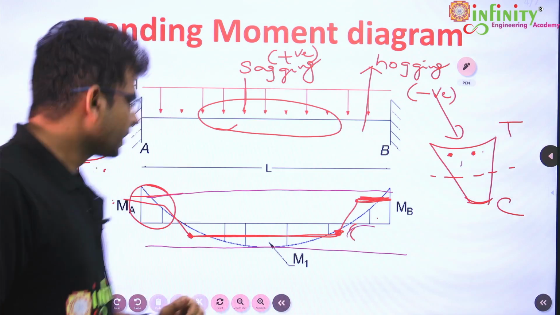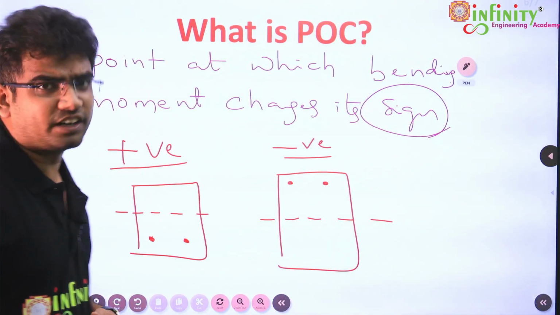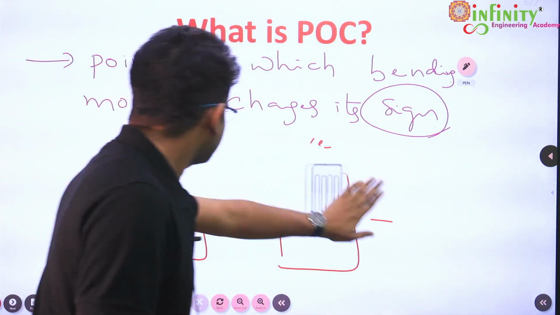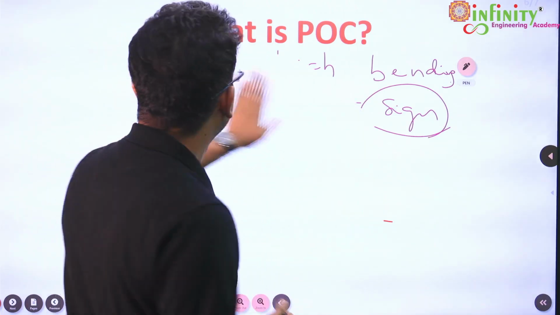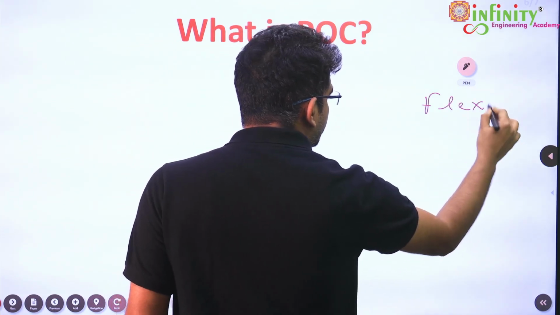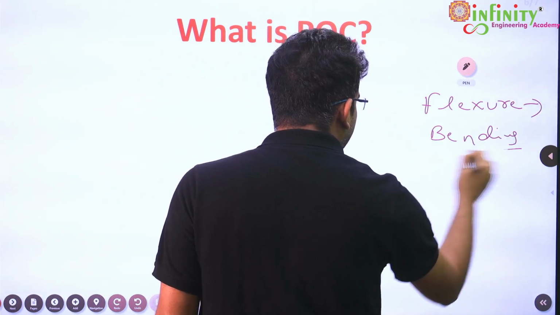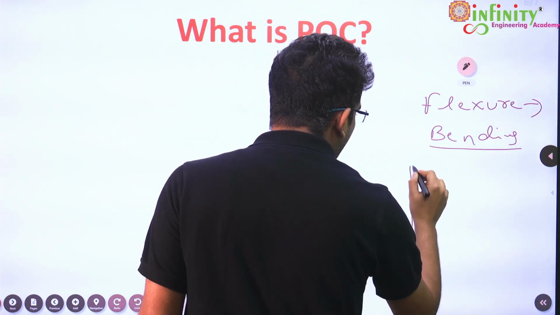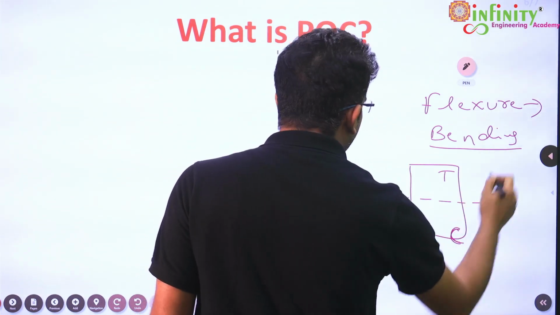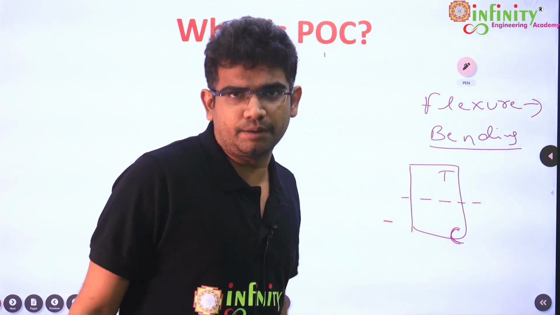Then you may ask why it is called point of contraflexure. Let us see that. Basically, flexure means what? Flexure means bending, which is the combination of tension and compression.